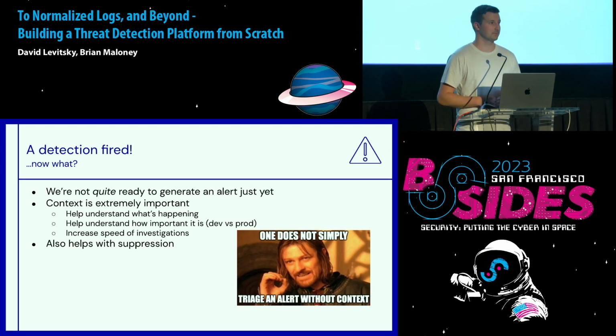Context is key because if you just have detections alerting humans or sending stuff into a queue, very quickly you're going to hit alert fatigue, you're going to have a huge backlog, and it's not even going to be helpful. You're just going to have too much stuff that's firing. A lot of it is probably not even important or is benign, so you need context to be able to filter things out and suppress them accordingly.